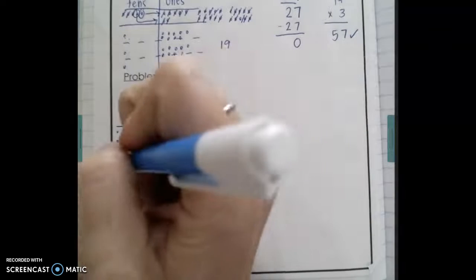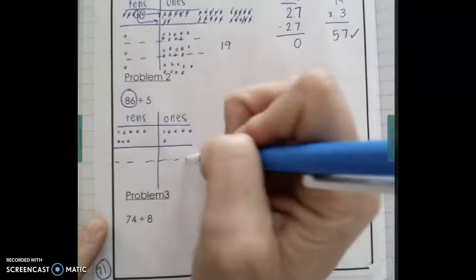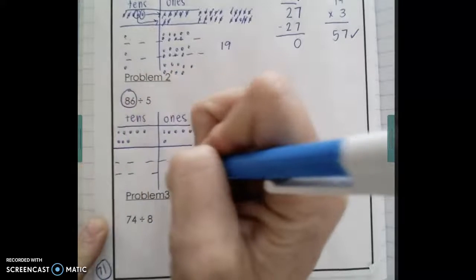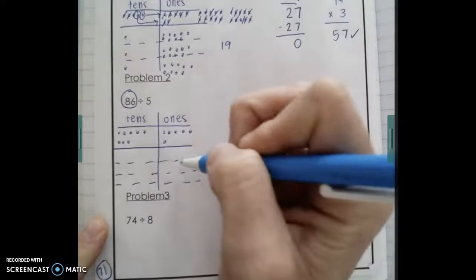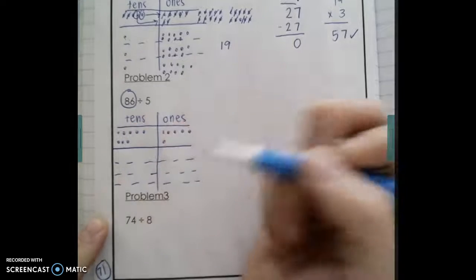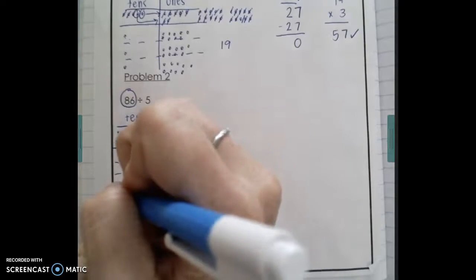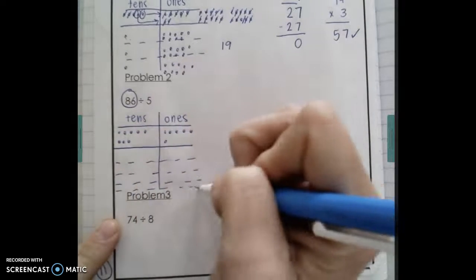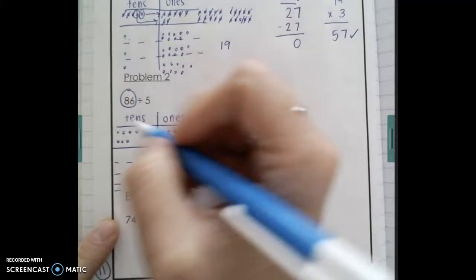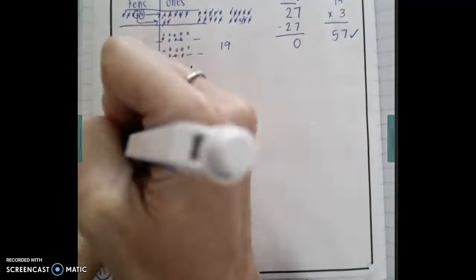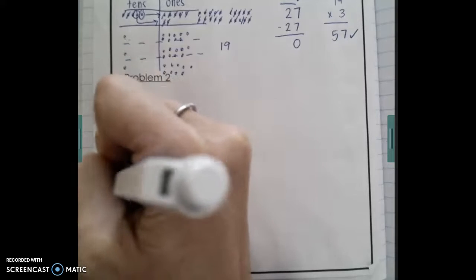I'm dividing it into 5 groups. I'm going to show 5 groups. 1, 2, 3, 1, 2, 3, 4. Oof. We might have to squeeze one more in here. 5. Okay? So I'm going to take my 8 in the 10s place and divide it into 5. So 1, 2, 3, 4, 5.